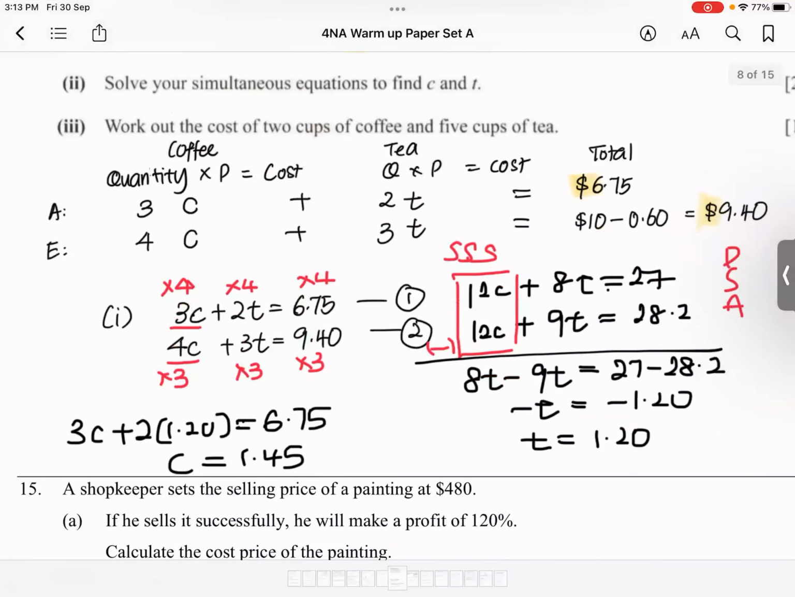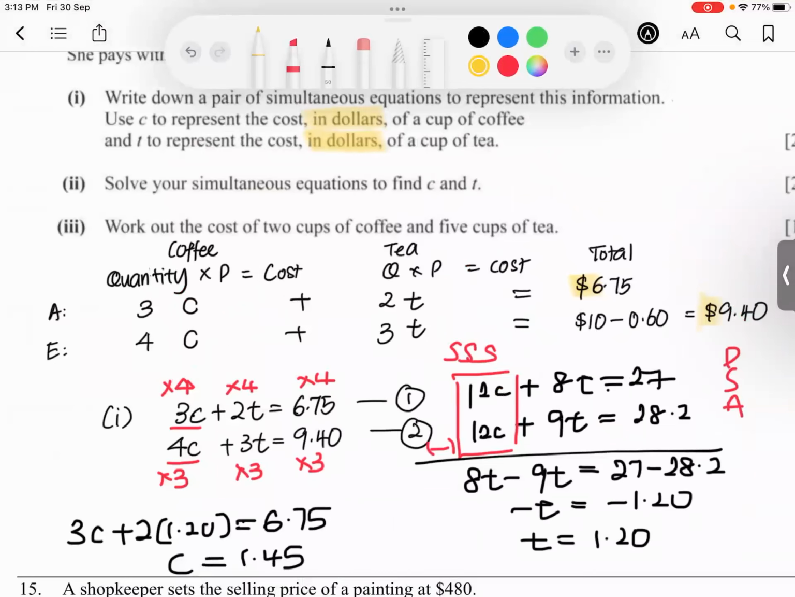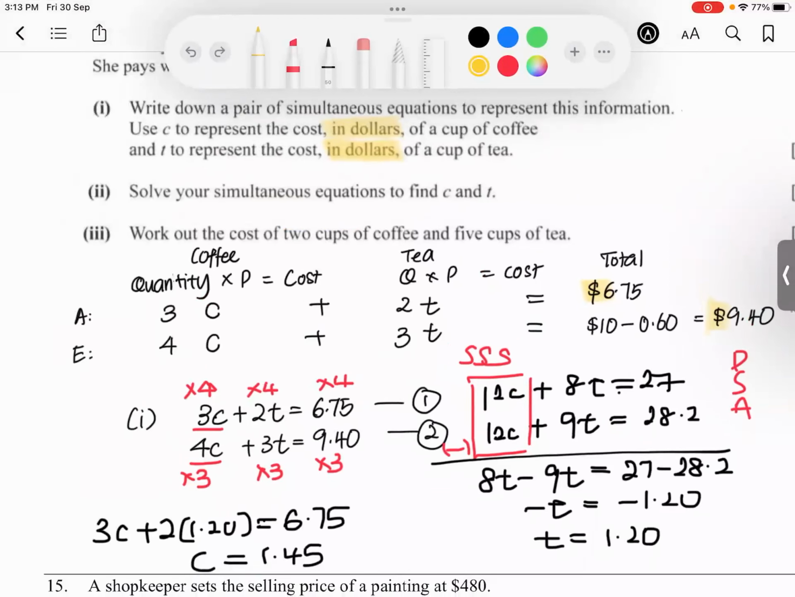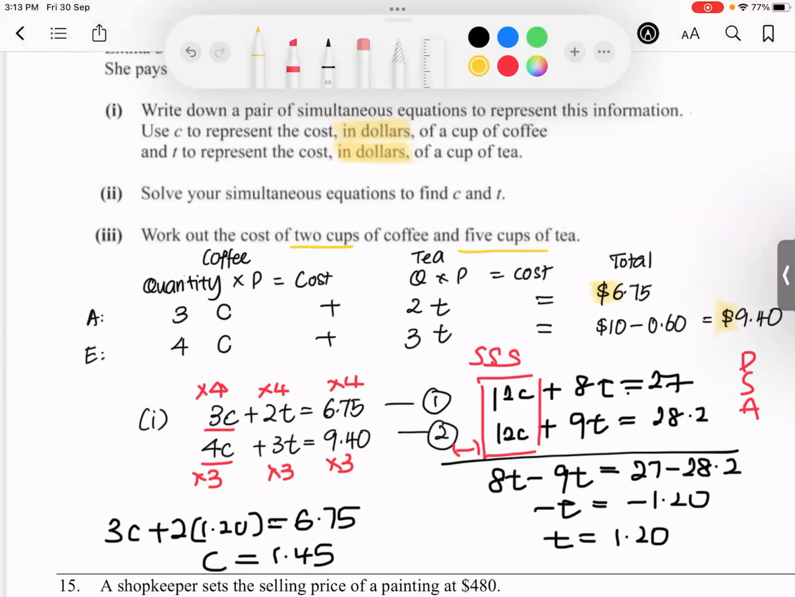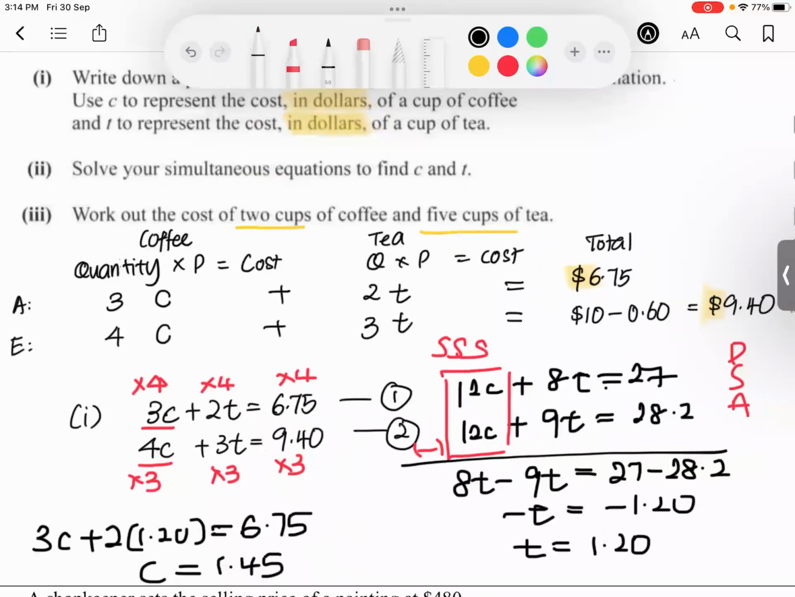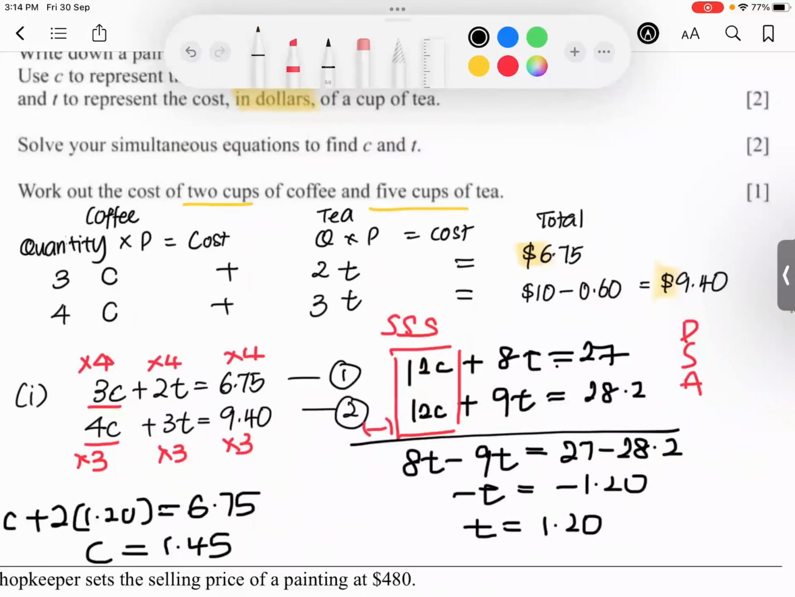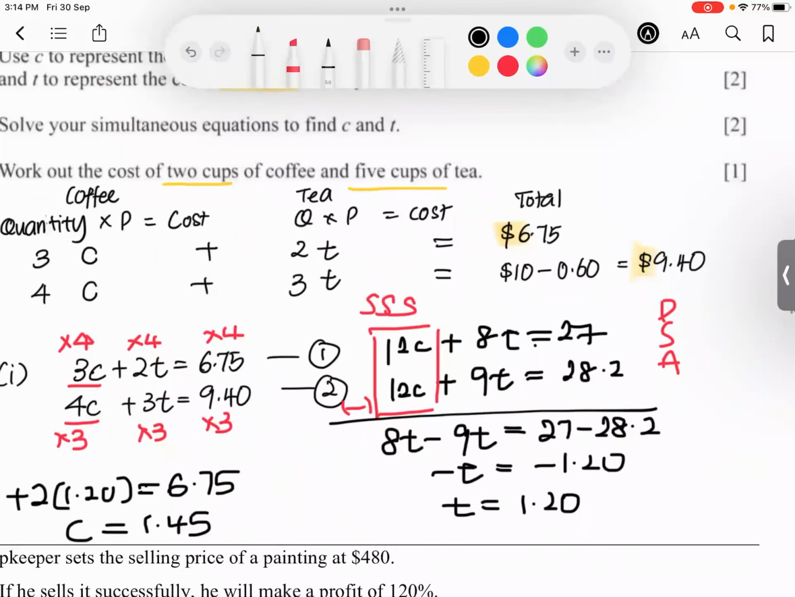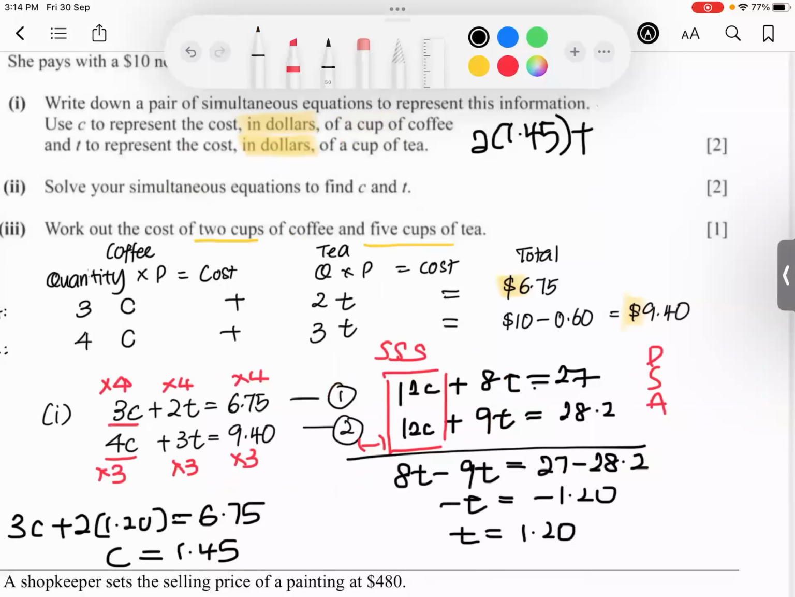Question here is a little bit tricky. Question say I want 2 cups of coffee, right? You want 2 cups of coffee and 5 cups of tea. So my total price, I'll need 2 cups of coffee, 2 times 1.45 plus 5 cups of tea, $1.20 to give me the total of $8.90.